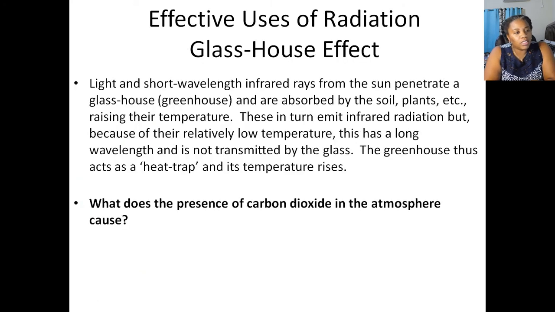Now, light and short wave infrared rays from the sun penetrate the glass house, which is known as a greenhouse, and are absorbed by the soil, the plants, etc., raising their temperature. These in turn emit infrared radiation, but because of their relatively low temperature, this has a long wavelength and is not transmitted by the glass. The greenhouse thus acts as a heat trap and its temperature rises.